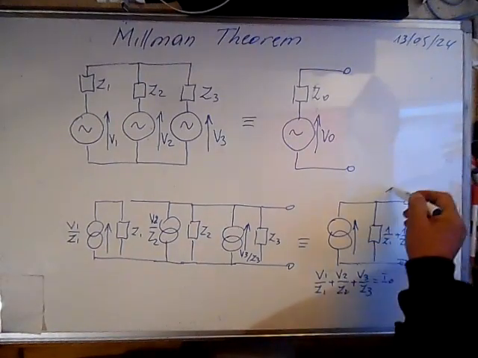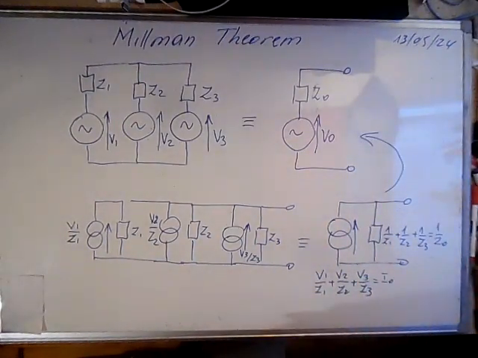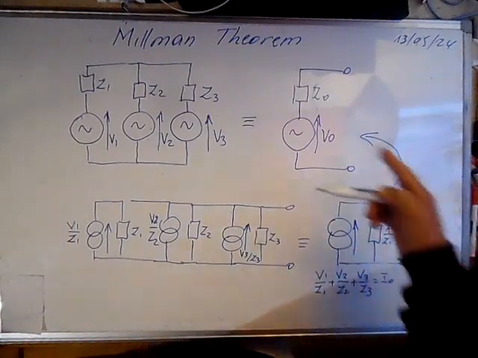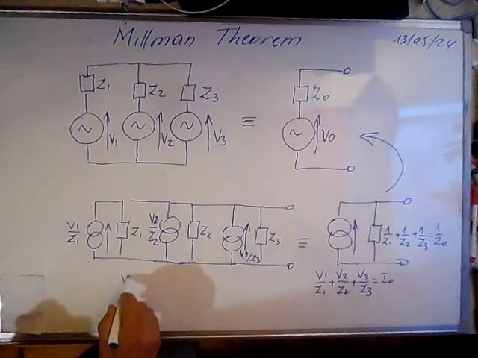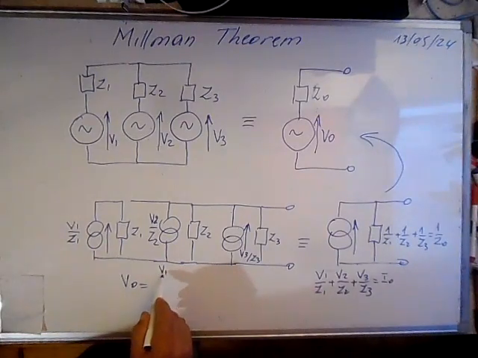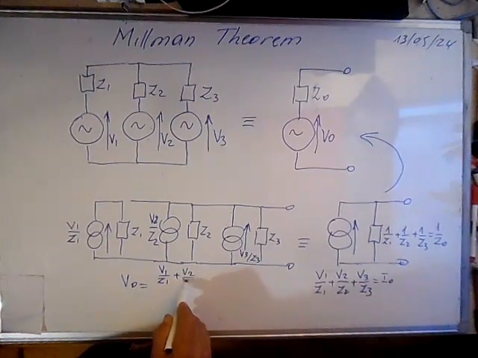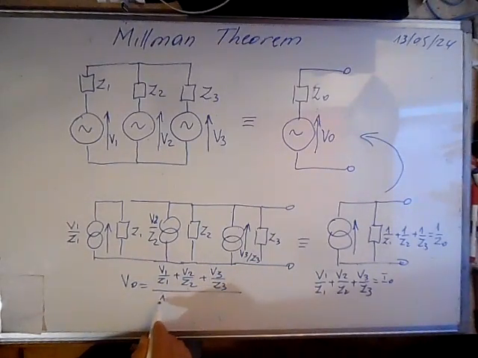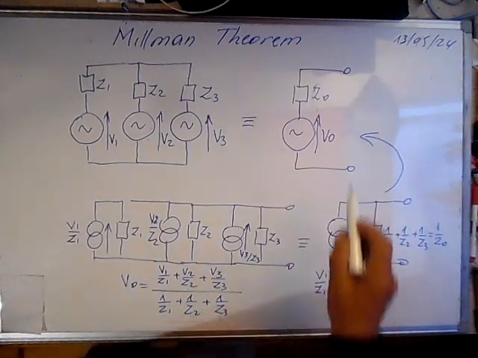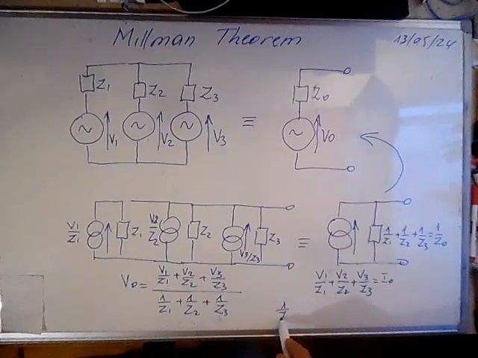So now we can go back and transform this current generator to a voltage generator that will give us a V0, which is equal to V1 over Z1 plus V2 over Z2 plus V3 over Z3, over 1 over Z1 plus 1 over Z2 plus 1 over Z3. This is V0, and 1 over Z0 will be equal to 1 over Z1 plus 1 over Z2 plus 1 over Z3.